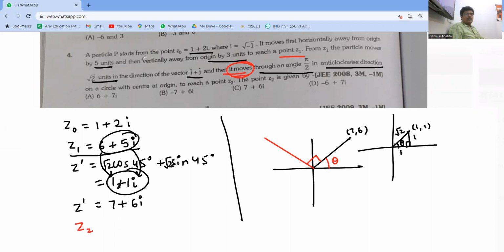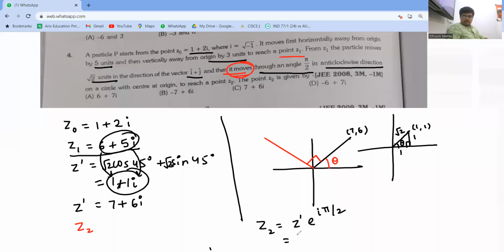And this point will be called z2. To z2 ke coordinates humein chahiye. So we can use the rotation formula over here. z2 will be equal to we have z dash and e raised to i pi by 2, kyonki ye angle pi by 2 hai. Just complete this, guys. Write this, complete this, tell me the final answer.